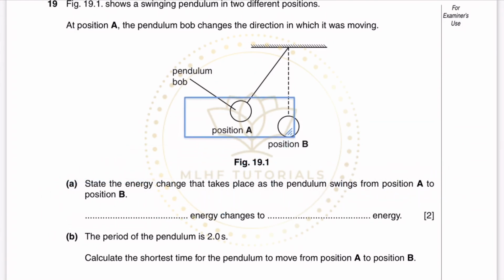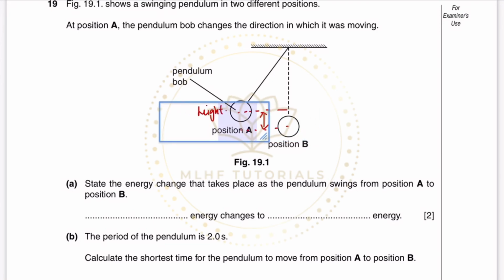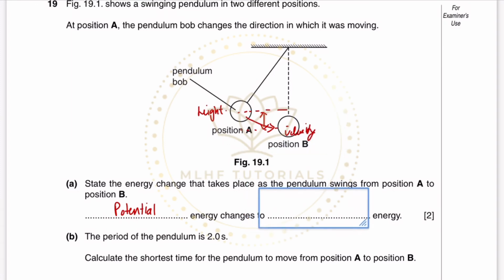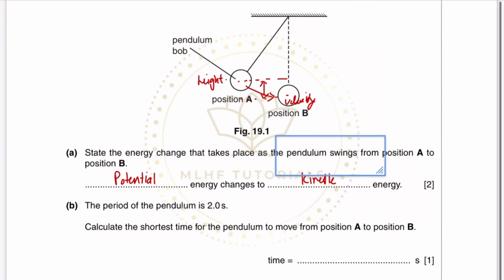Position A, if you compare to position B, has a certain amount of height. So height is always associated with potential energy. So when it moves to position B, it is moving. It has velocity, or it has speed. So speed always deals with kinetic energy. Okay, so that is the answer to part A.